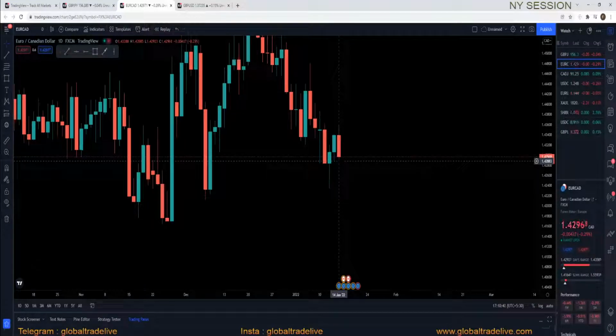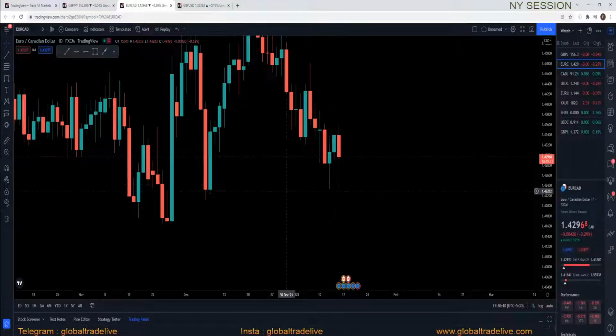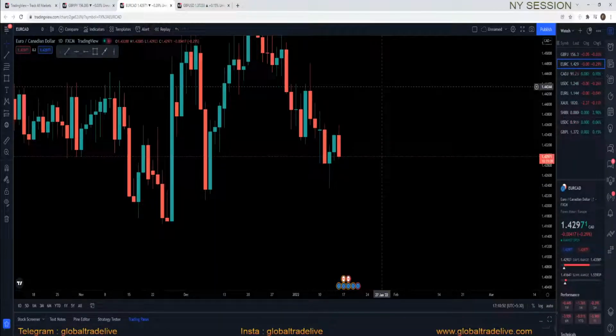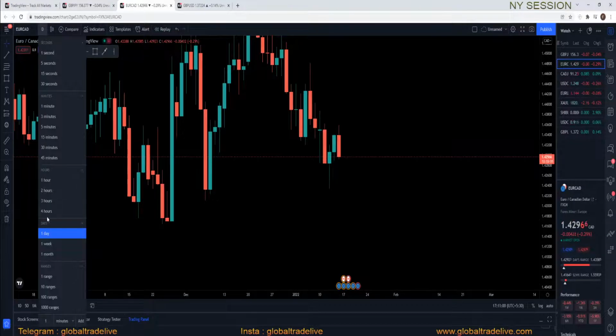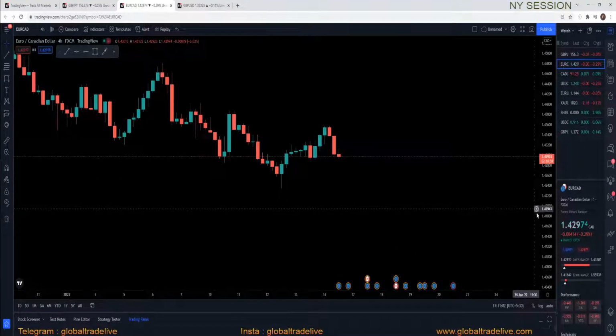If it breaks the low, it will move all the way down, filling this wick, and will respect this area over here. So according to me, the daily is also bearish. Weekly is bearish, monthly is bearish, daily is bearish, right? Let me look at the 4-hour as well.